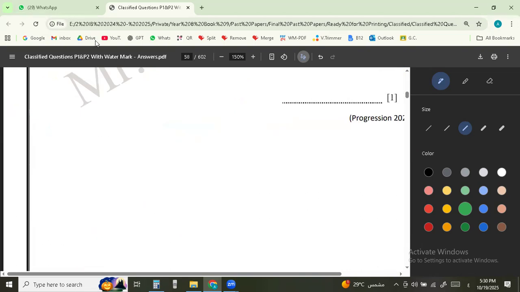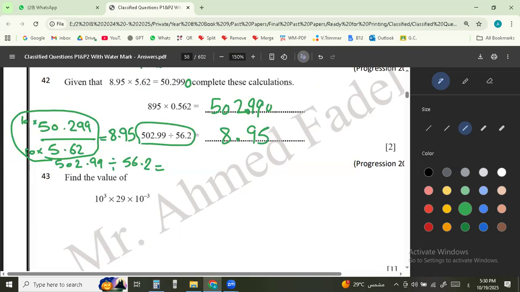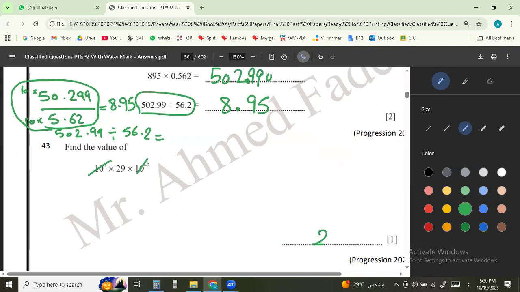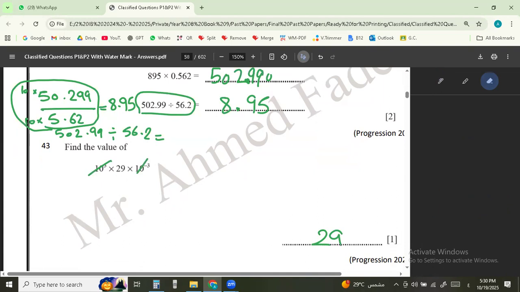Next question. Find the value: 10 cubed times 29 times 10 to the power of negative 3. Mister, this cancels this. So it is just 29. The answer is just 29. Someone wanted to work it out the hard way.